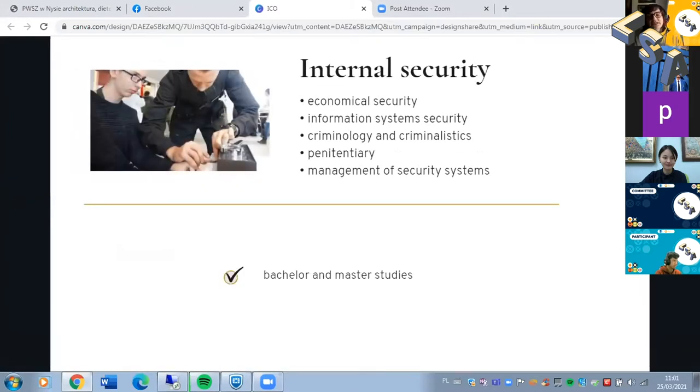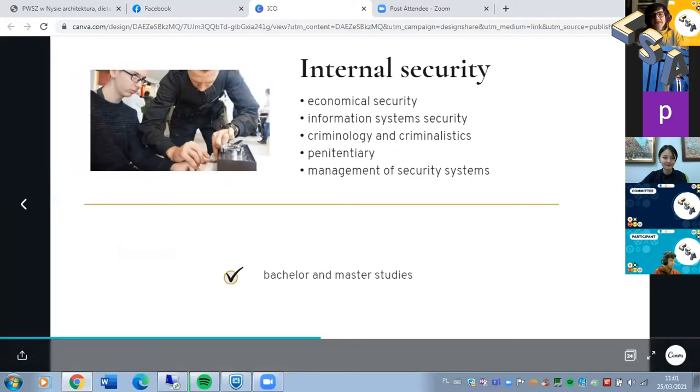Internal security and crisis management. It's also on two levels, bachelor and master. And here we have the following specializations: economical security, information systems security, criminology and criminalistics, penitentiary, management of security systems.